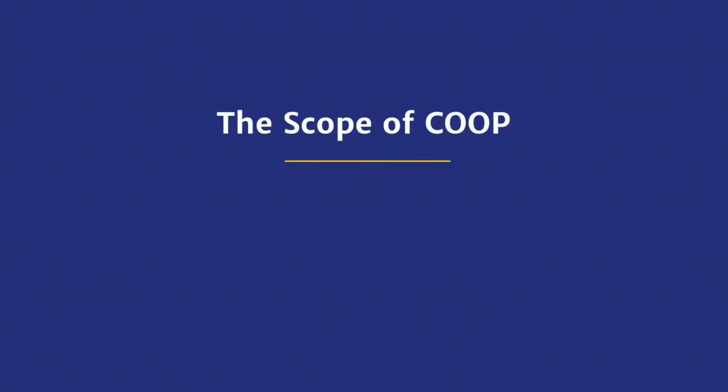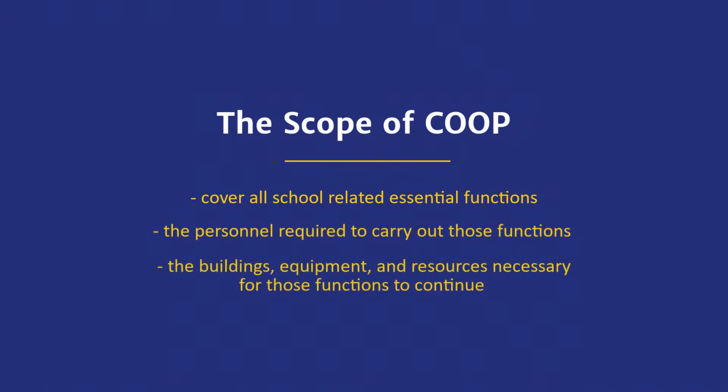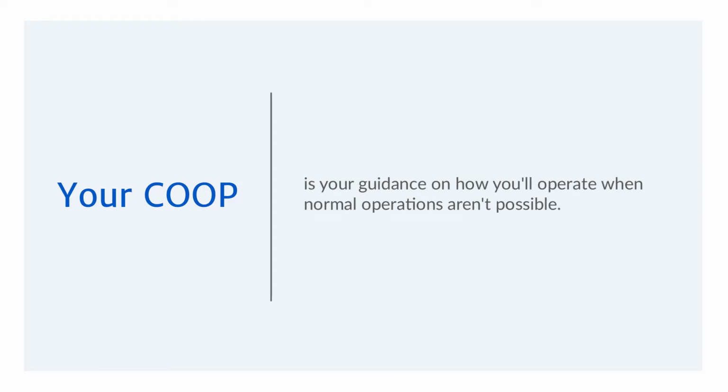The scope of the COOP should cover all school-related essential functions, the personnel required to carry out those functions, and the buildings, equipment, and resources necessary for those functions to continue. Relatedly, your COOP should be broad enough in scope that it can be activated for all types of emergencies, threats, hazards, and incidents. In short, it's your guidance on how you'll operate when normal operations aren't possible. If your COOP addresses several basic elements, which are covered next, your school will be better positioned to recover after an emergency.